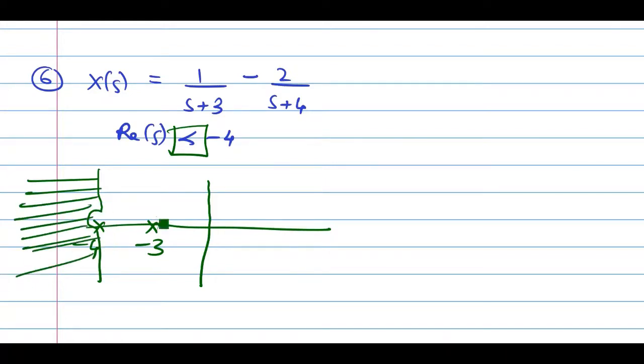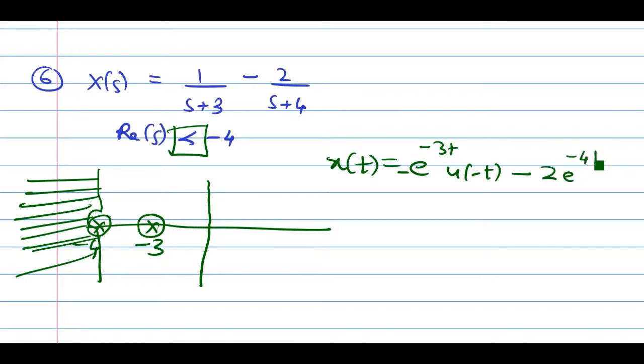So if I am standing at this pole, ROC is going towards left hand side. While taking inverse, u of minus t will come. So its inverse Laplace transform is x of t equal to e raised to minus 3t u of minus t, and here it is minus, so here also minus sign will come, then minus 2 times e raised to minus 4t u of minus t. As here it is minus, so here also minus will come, minus minus will become plus. So this is the answer: minus e raised to minus 3t u of minus t plus 2 e raised to minus 4t u of minus t.